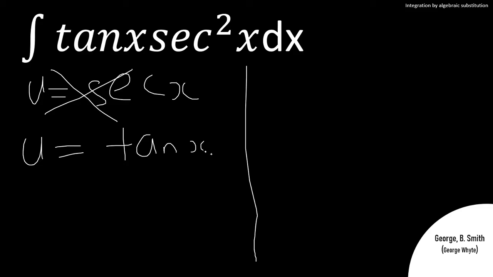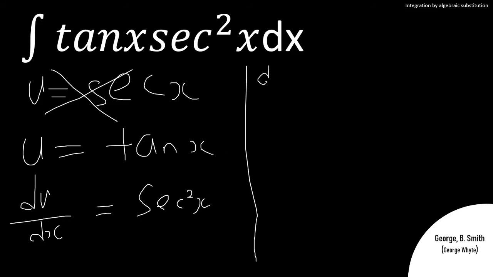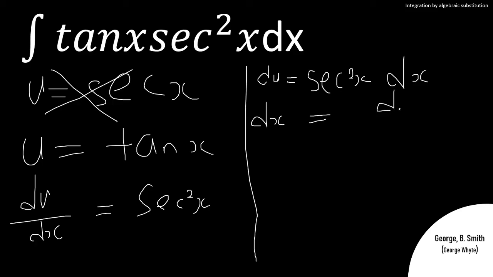So if u is equal to tan x, differentiate u with respect to x. If I differentiate tan x, what I will get is sec square x. Cross multiply, du becomes sec square x dx. That's what you will get. Okay, so make dx the subject of the formula. dx becomes du all over sec square x.